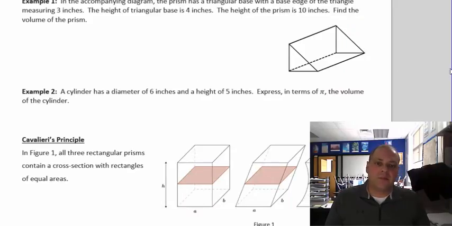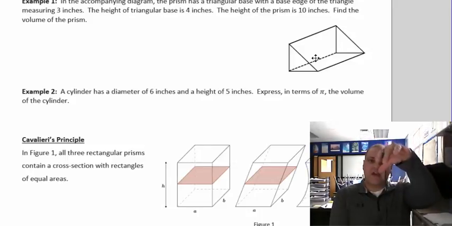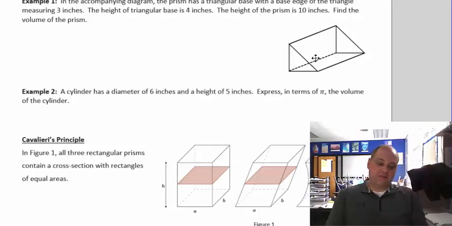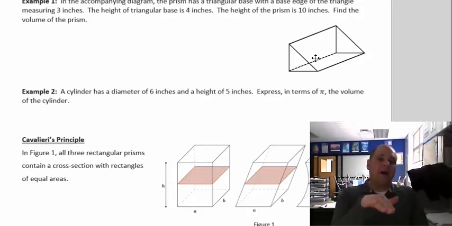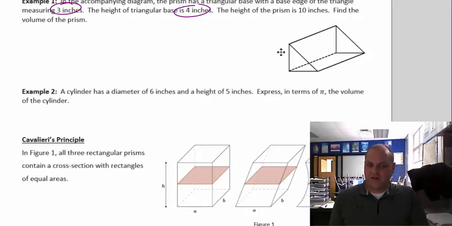In the accompanying diagram, the prism has a triangular base with a base edge of the triangle measuring 3 inches. The height of the triangular base is 4 inches, and the height of the prism is 10 inches. Base doesn't necessarily mean bottom, because you could stand this up the long way, and then the small triangle would be on the bottom. In this case, they're calling the base the 3 by 4. It doesn't really matter which you call 3 and which you call 4. And then the 10 is the height of the prism.